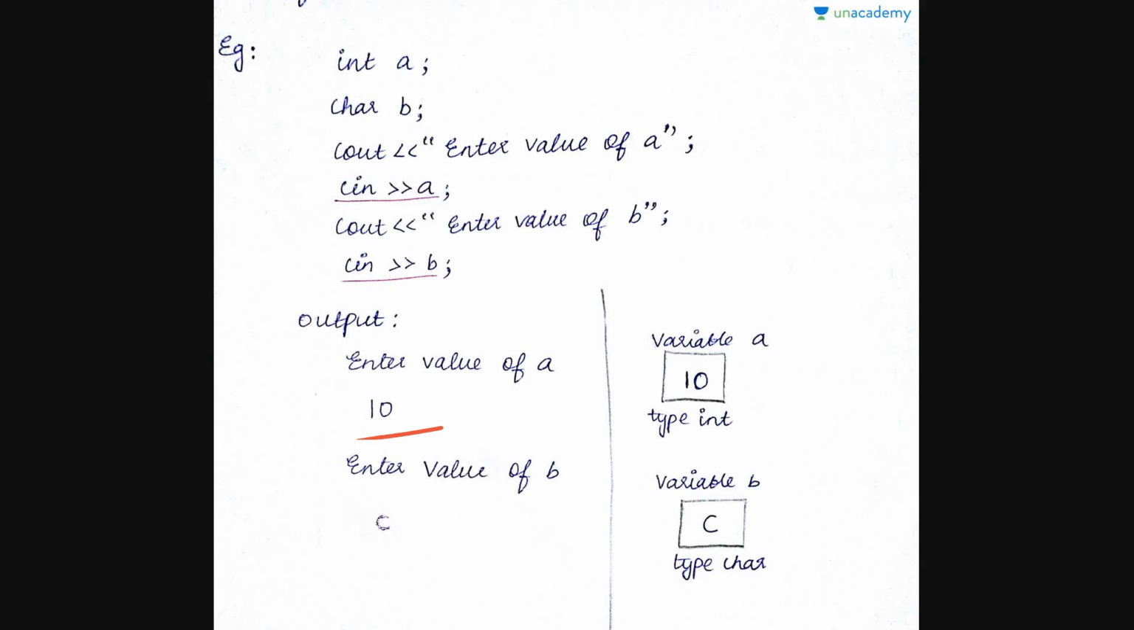Here you have variable a of type integer, and that variable a stores 10 now. Similarly, you have "enter value of b", and then the user will input a character. If the user has inputted c, that gets stored in variable b, which is of type character.